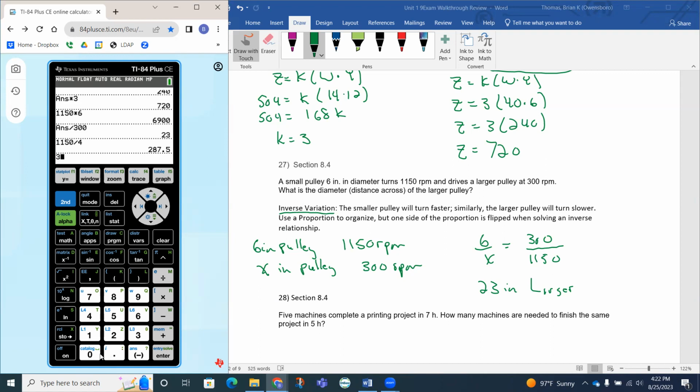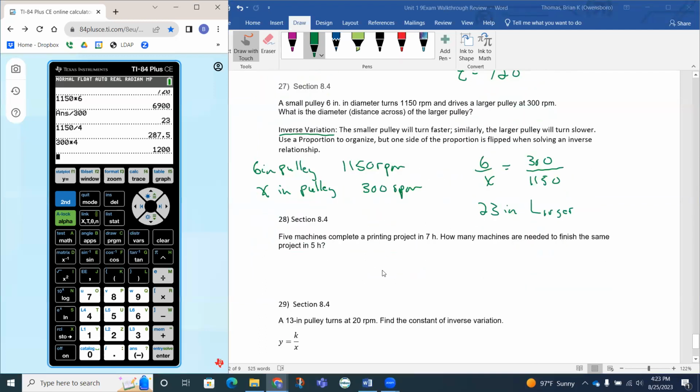You can go 300 times 4 if you want to, as long as you go one way or the other. Notice how that gets you pretty close to 1150. So that's the catch with inverse variation: if one's big and one's small, like I said, this is a small and that's a big RPM, then I have a big pulley and a small RPM. That's what we call inverse variation.